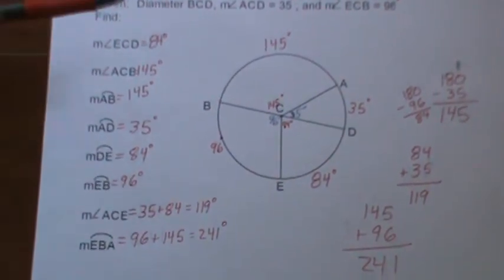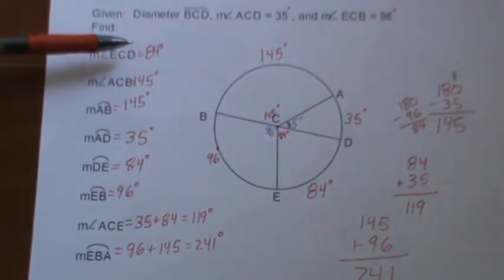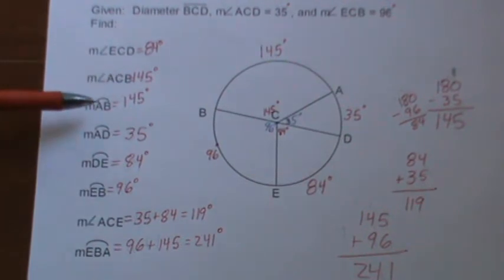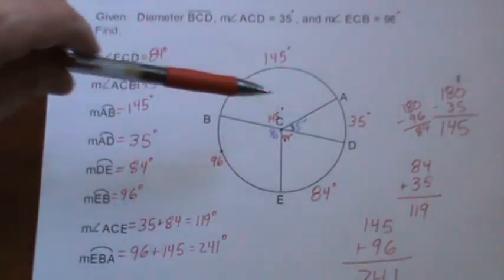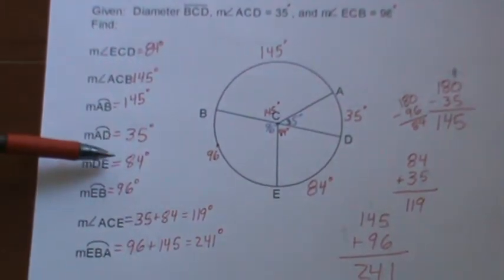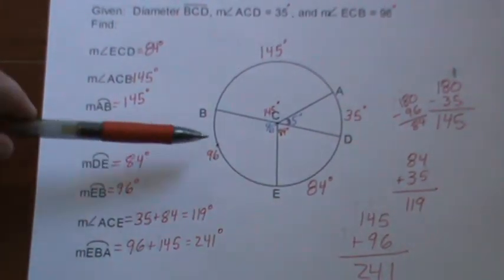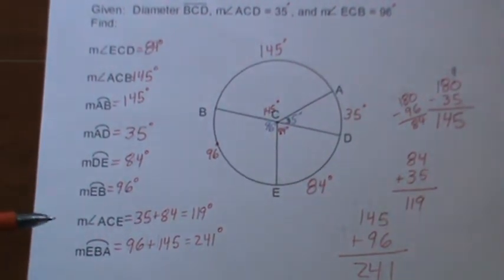So based on just copying off the diagram, I'm able to conclude that the measure of angle ECD is 84 degrees, the measure of angle ACB is 145 degrees, the measure of arc AB is 145 degrees, the measure of arc AD is 35 degrees, the measure of arc DE is 84 degrees, the measure of arc EB is 96 degrees. These last two require just a teeny tiny bit of work.